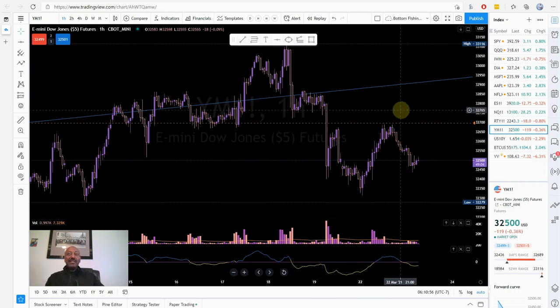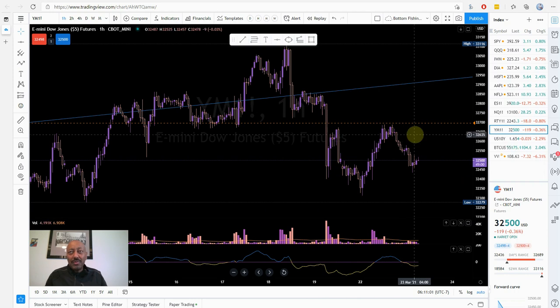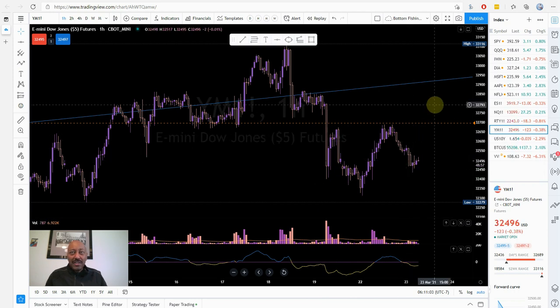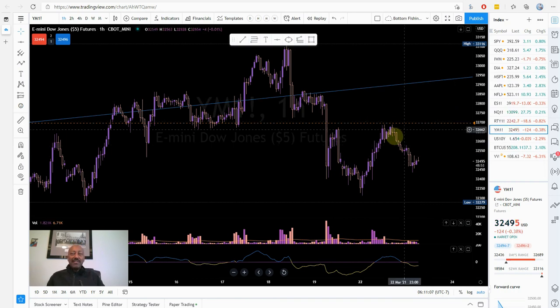If price comes here, I want to take a look at my hourly and decide how it got there. Was it a strong move up, or was it a build up to it and then it broke it? So I want to see how that action plays out before I make a decision. So this is the overall broader market that I look at for the day.